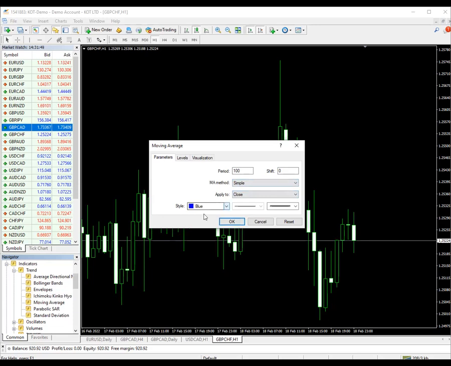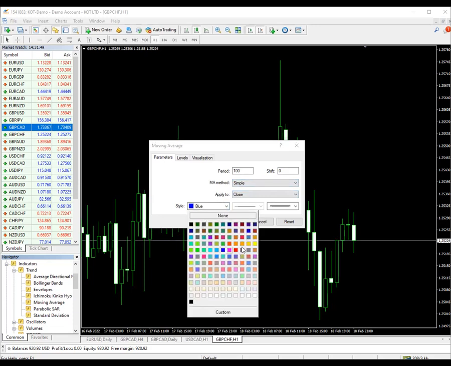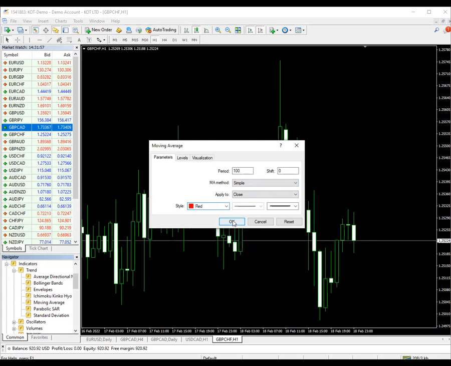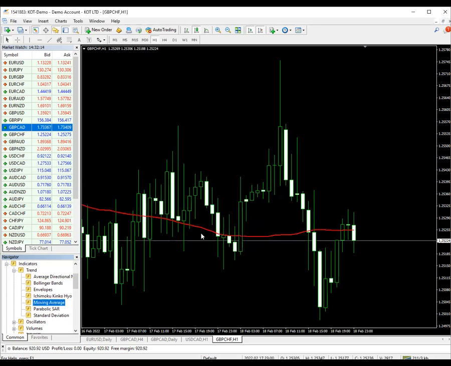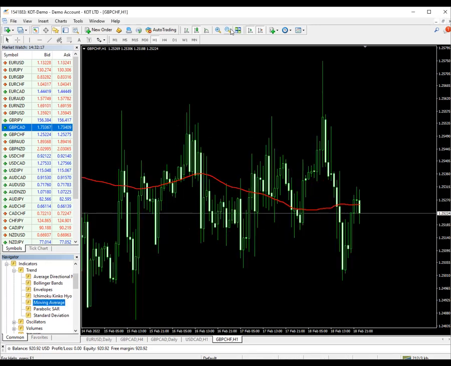What color do you want to use? You can switch here and change the color to whatever color you want. So let's assume we are leaving this one on 100, and we want to change the color to red. And how thick do you want the line to be on the chart? You can choose the thickness of the line by choosing any of these. Maybe let me choose this. All right, now the period is 100. So I click OK.